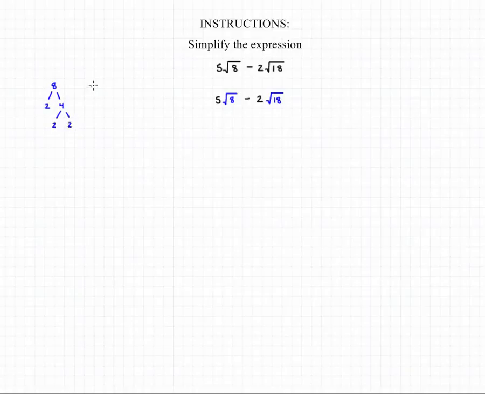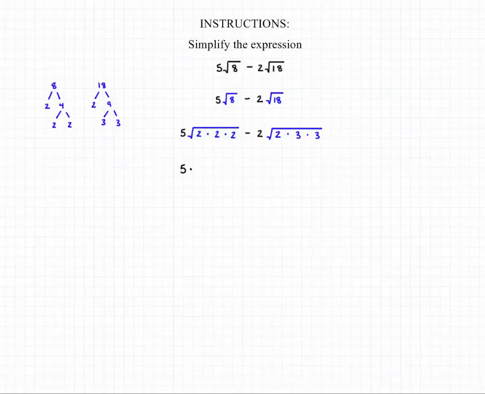Now because 8 and 18 are not prime numbers, we can factor them out within their roots and see if perhaps we can simplify the square roots and then end up with two terms that have the same root and radicand. The square root of 8 can be factored into the square root of 2 times 2 times 2, breaking it down to its prime factors. By the same token, the square root of 18 can be factored into the square root of 2 times 3 times 3, breaking it down into prime factors.